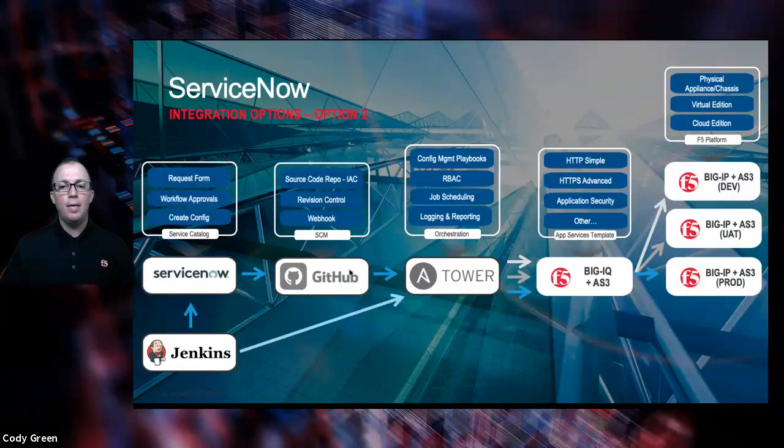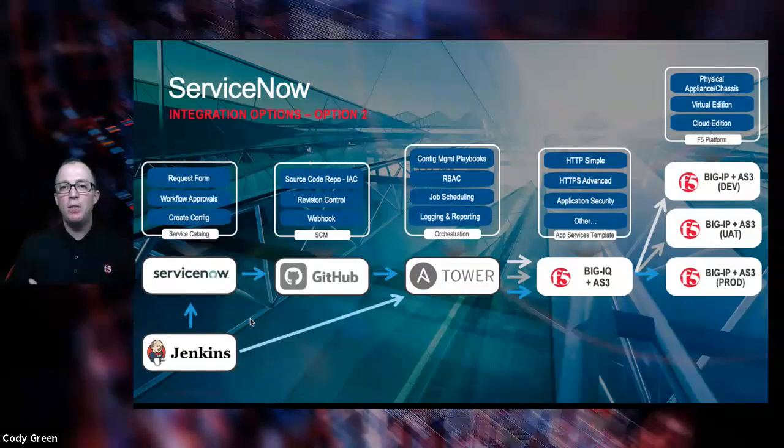Now, GitHub can either use a CI or webhooks to talk to Tower, and we go back through the process that we were used to previously. One difference in this example is we're showing how BigIQ has the ability to put out dev, UAT, and prod environments based upon a single request from ServiceNow or GitHub.